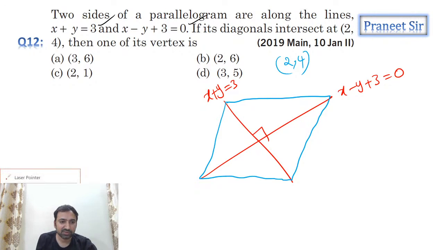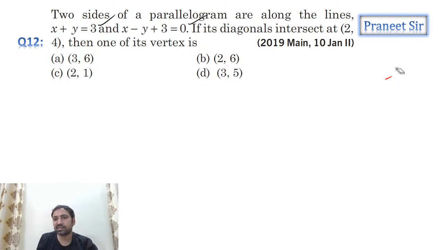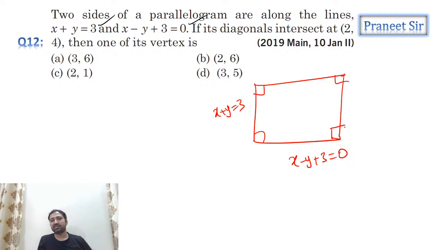One second. I thought they are diagonals. So two sides of a parallelogram are given. Two sides of a parallelogram are perpendicular. So we can say that these two adjacent sides are given. One is x plus y is equal to 3. Another one is x minus y plus 3 is equal to 0. So let's take the parallelogram like this. Basically, it should be a rectangle, guys. Why? Because we can say that these two are perpendicular. So it should be a rectangle.